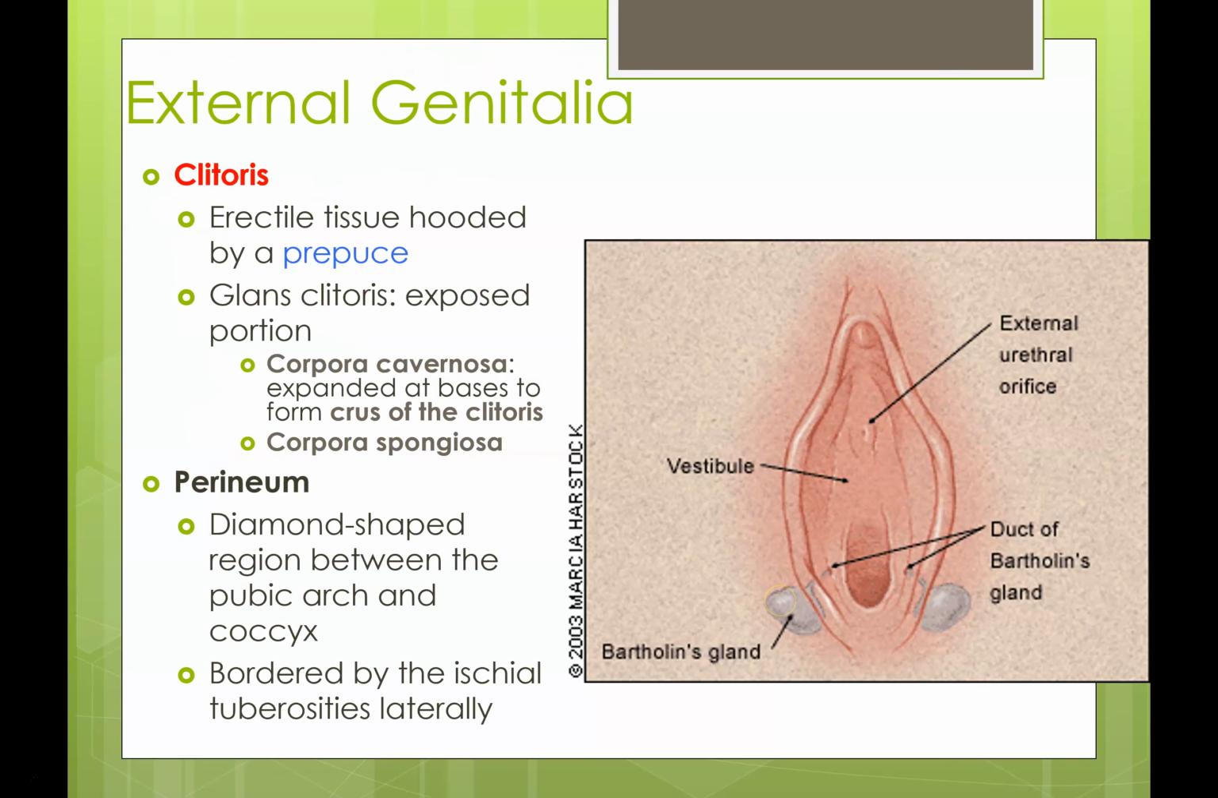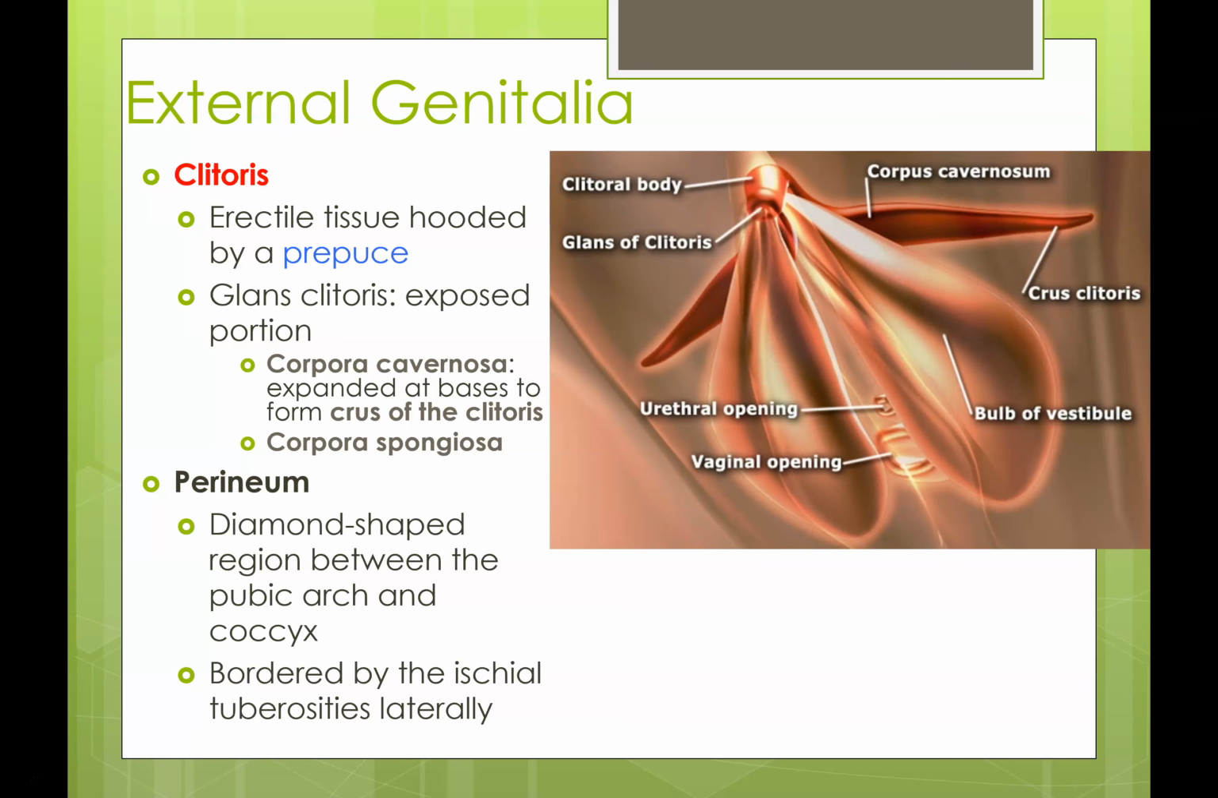So it really helps to release mucus into the vestibule for lubrication and allow entrance of the penis into the vagina. Like I mentioned earlier, the labia minora folds anteriorly will meet at the clitoris. The clitoris is made up of erectile tissue, and it is hooded by a prepuce. Here is the full anatomy of your clitoris.